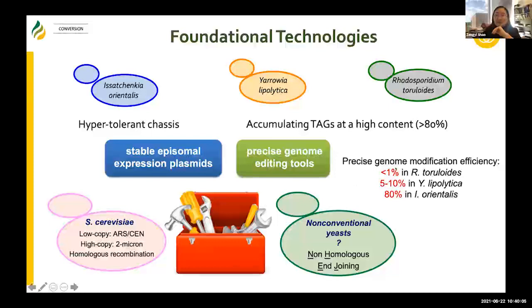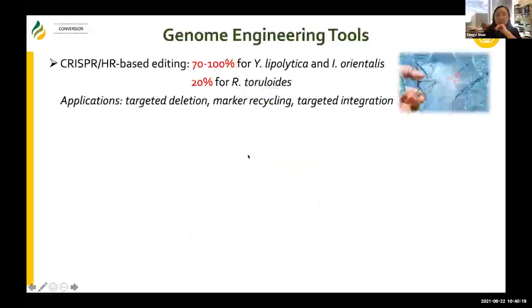As you can see here, without using CRISPR editing, the precise genome editing efficiency is less than 1% for RT and 5 to 10% in Yarrowia. The alternative strategy nowadays is to use CRISPR genome editing, and the conversion team has made such a tool available for Yarrowia and Issatchenkia with very high efficiency. For Rhodosporidium, due to the dominance of the NHEJ mechanism, so far the HR-based integration efficiency has only been improved to 20%, but this comes from less than 1% efficiency as the initial point, which we deem a milestone. The applications of such a tool include targeted deletion, marker recycling, and targeted integration.